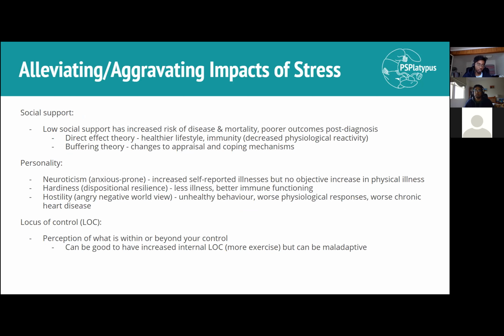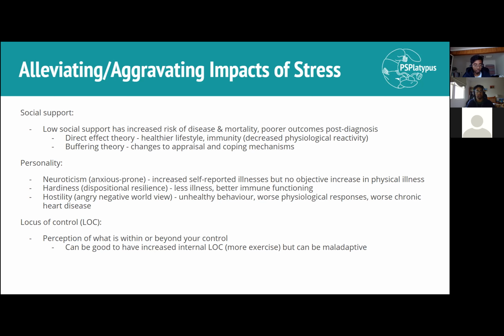And going to alleviating and aggravating factors of stress. Social support is very important. We know that it can help stress in two main ways: one's the direct effect theory and one's the buffering theory. Direct effect is that it literally creates a healthier lifestyle because of the people around you, and it improves your immunity physiologically. Buffering theory talks about indirect changes to coping mechanisms and indirect changes to your own appraisal of the stress, so your own understanding of the stress, which helps it.